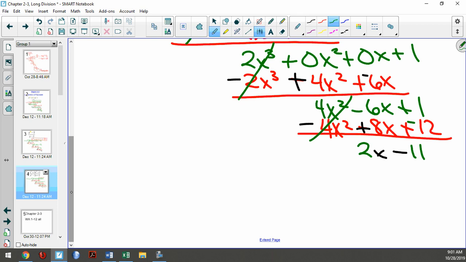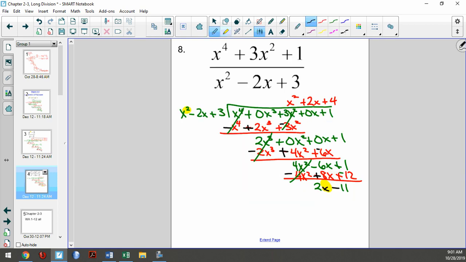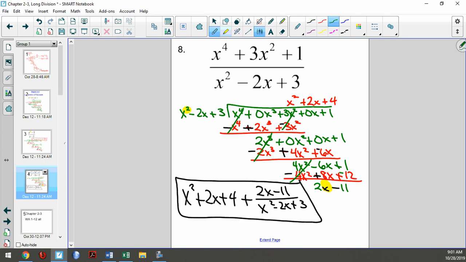Now, with that being said, what is the 2x minus 11? Why do I know that's my remainder? Because the degree of my remainder is smaller than the degree of my divisor. Do we understand that? So my answer is simply going to be x squared plus 2x plus 4 plus a 2x minus 11 numerator over the denominator of x squared minus 2x plus 3. This is my answer. Do we all see that, yes or no? Does that make sense?